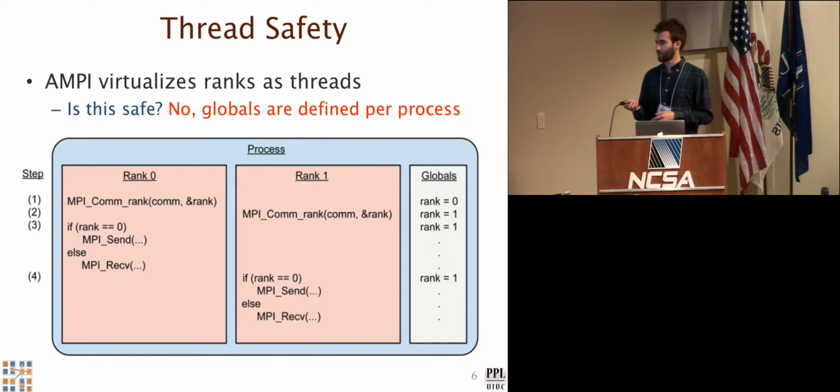So in this example here, the first rank will come along and it will set the rank to 0, and then the next one might come along and set that same rank variable to 1. And depending on the interleaving of their executions, you can end up with deadlock here, where rank 0 thinks it's rank 1 because of the race in the access to the global variables.